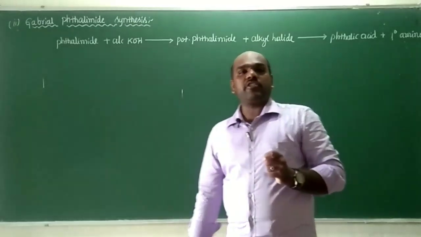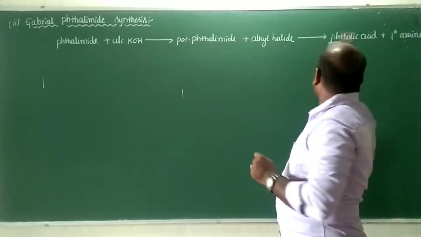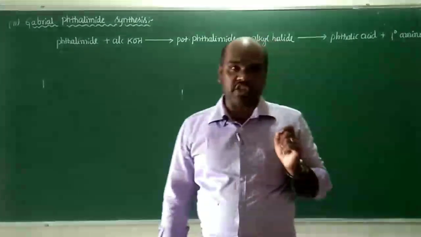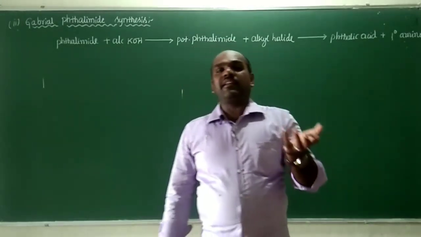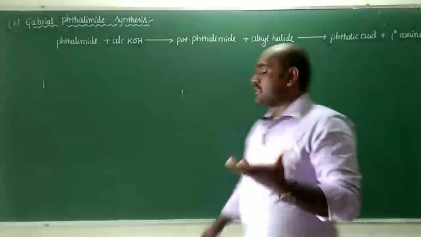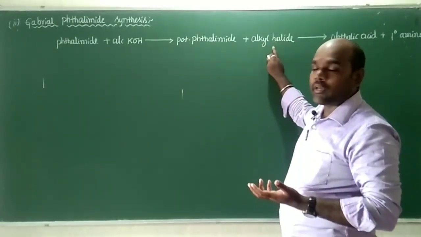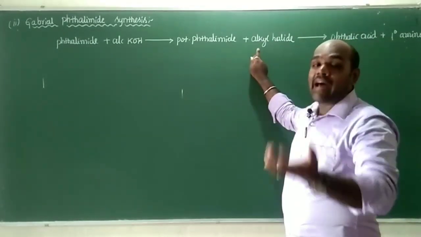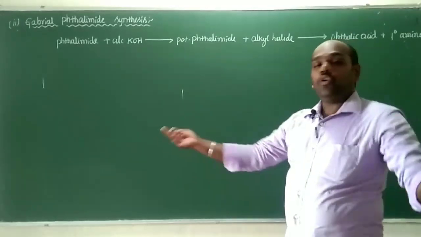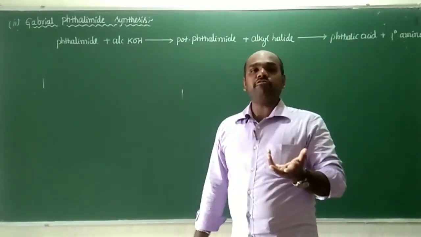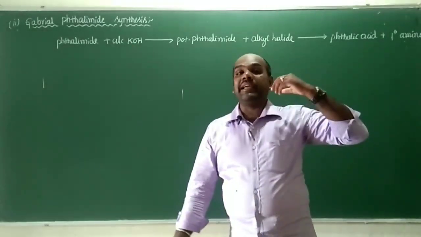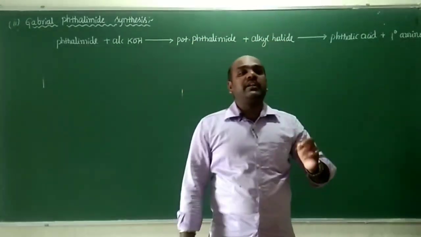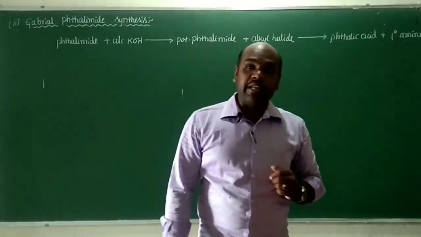Why? The answer is that the Gabriel phthalimide synthesis of amines is purely a nucleophilic substitution reaction. So in order to produce an aromatic primary amine, you are supposed to take an aryl halide over here. But aryl halides cannot undergo nucleophilic substitution reaction. This is the reason why Gabriel phthalimide synthesis is not suitable for the production of aromatic primary amines, but it is the very best method for the production of aliphatic primary amines.